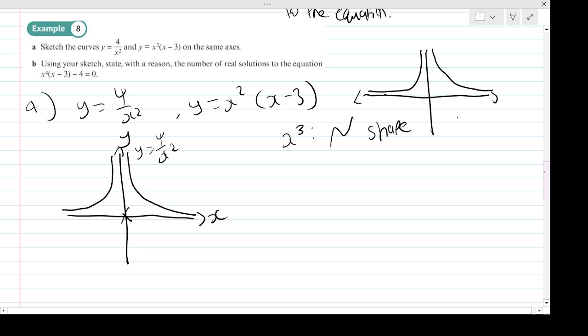Then we need to consider the other root. So that's going to be when x minus 3 is 0, the other bracket, the other factor. So that's when x is positive 3. So it's going to be like there, for instance. So label that as 3. Label that as 0. Cool.